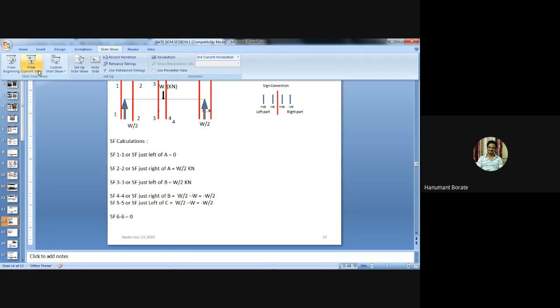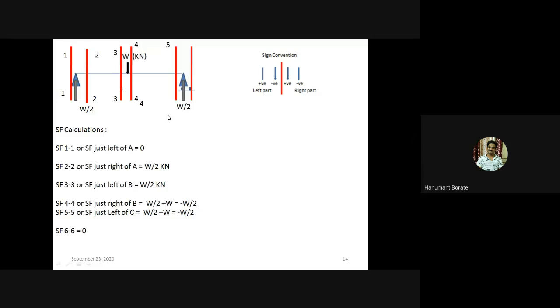Now we'll see the SF calculations. Now for SF calculation, we need to draw load diagram and we need to consider all critical points. So as per the rules of critical points, we need to take section just left of point load, vertical load, and just right of a vertical load, at the start of UDL, at the end of UDL.